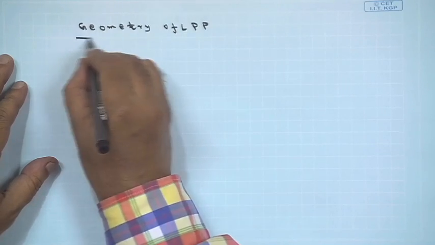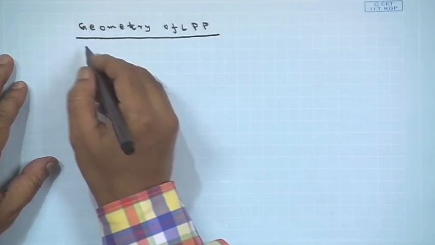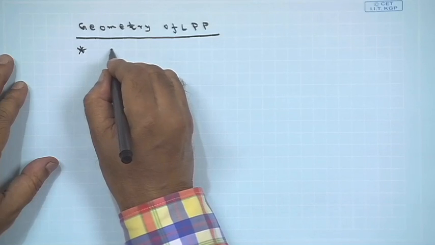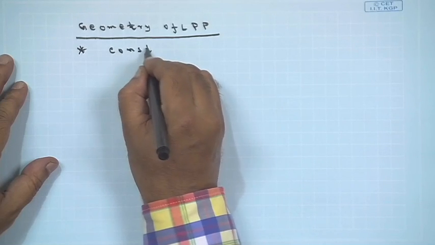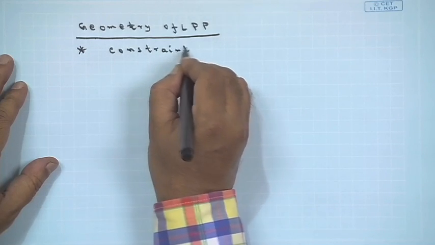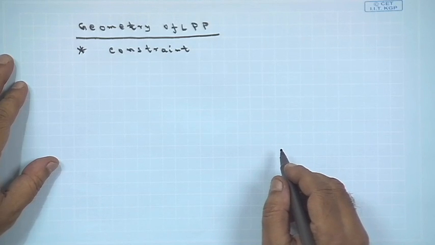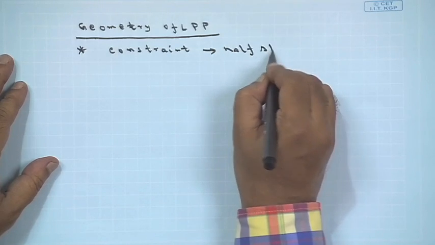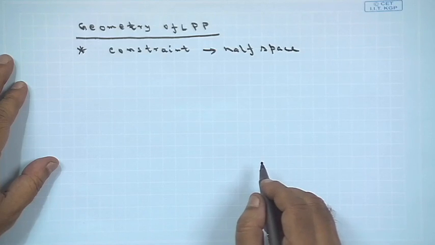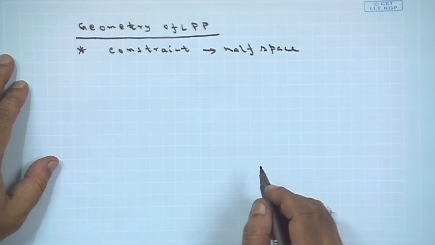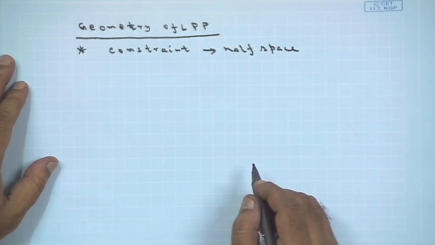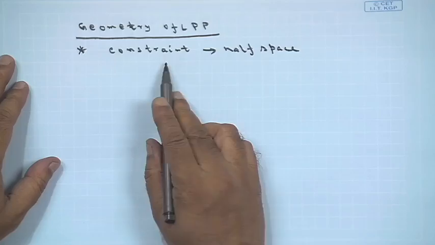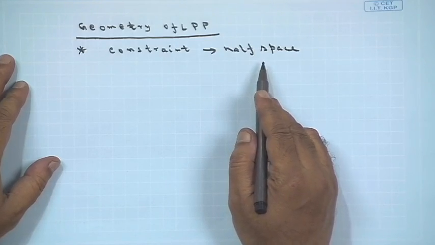Here what is happening? If you see, number 1, you have a constraint. Each constraint defines one half space. Half space means it may be open half space or it may be closed half space. So, each constraint is defined as a half space.